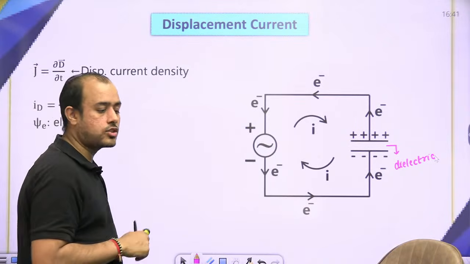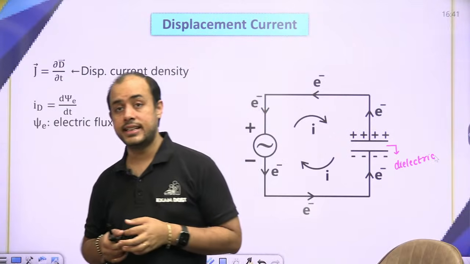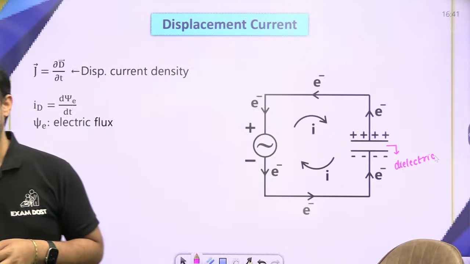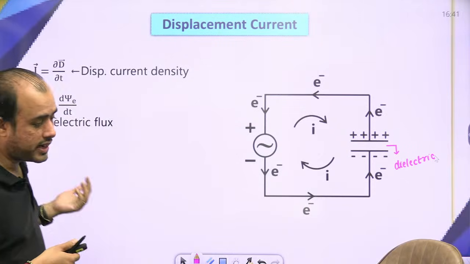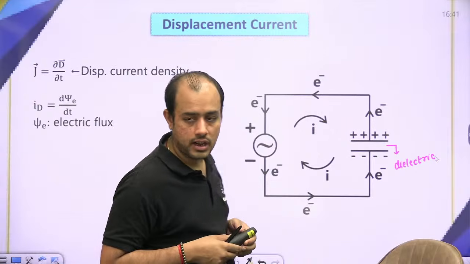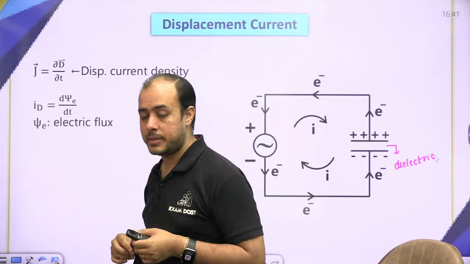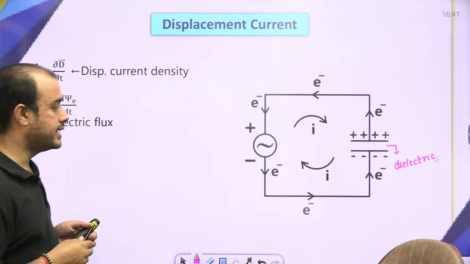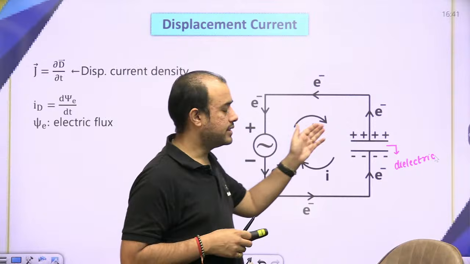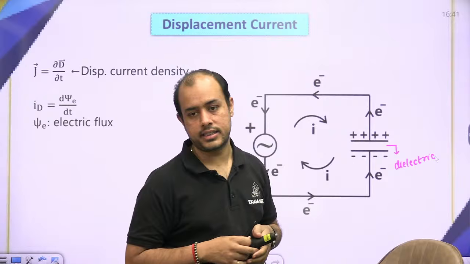That current is actually C dV by dt. So he found the current density as del D by del t, where D is the flux density, or you can say displacement flux density. He called this current the displacement current density because it is due to the displacement of charges, the charges getting displaced between the two plates of the capacitor.